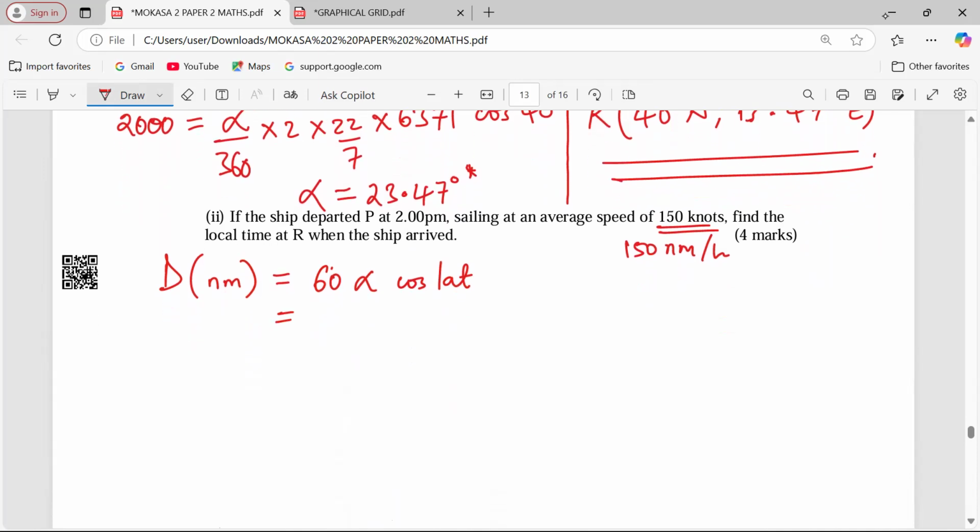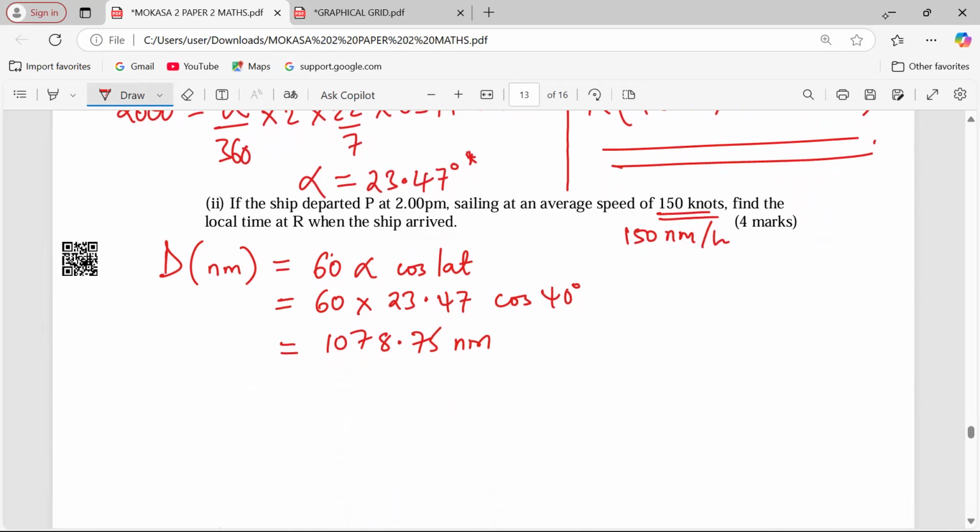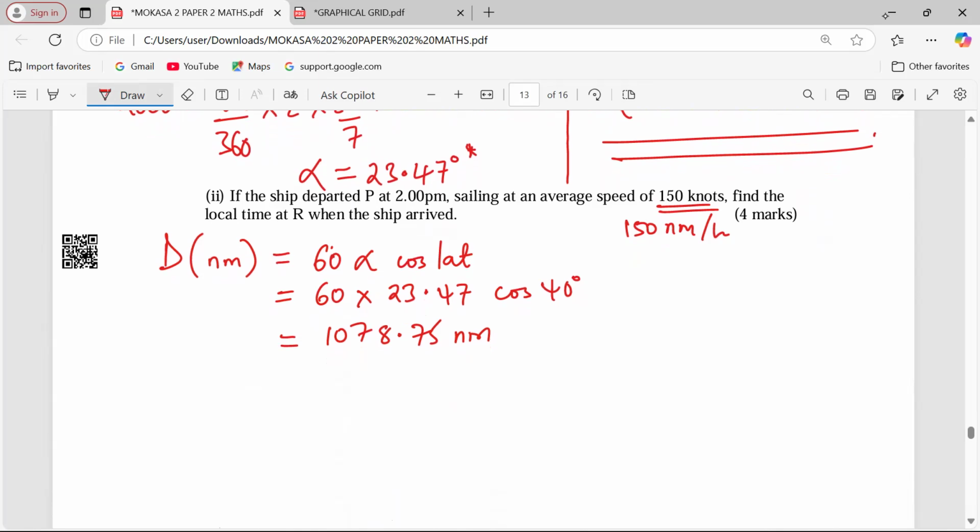Therefore, the distance from P to R is 60 multiplied by 23.47, then cosine of 40 degrees in the north. This gives us 60 by cos 40, which is 1078.75 nautical miles. Now with this, because the distance from P to R is known in nautical miles, then we can get the time this ship took.